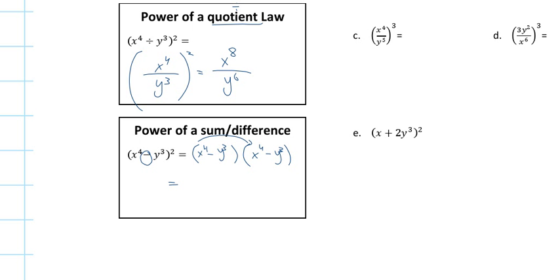What happens when I'm multiplying x to the power of 4 times x to the power of 4? Do I have the same base? Yes. What am I doing with the terms? Multiplying them, dividing them? What am I doing with the terms right now? Multiplying them. If I have multiplication with the same base, what do I do with the exponent? Add. So that's x to the power of 8.